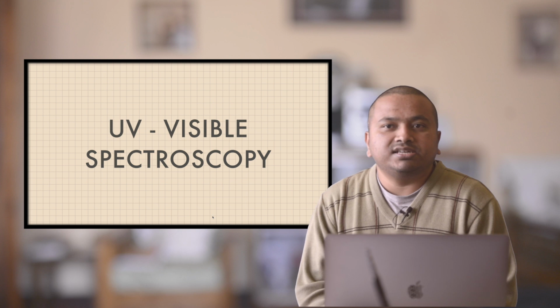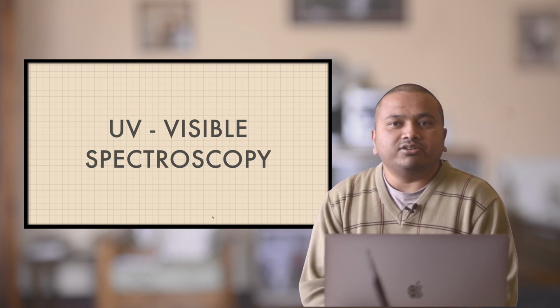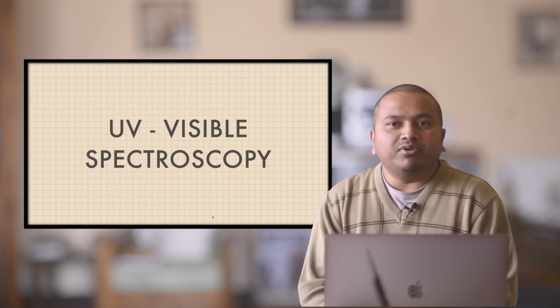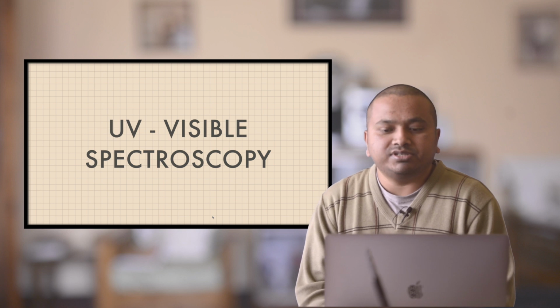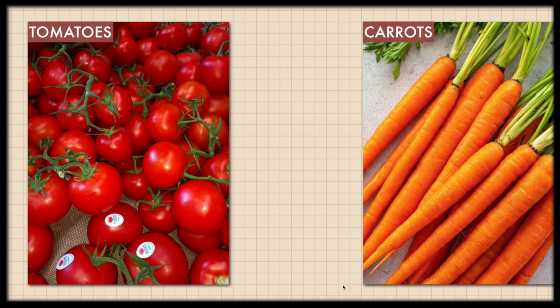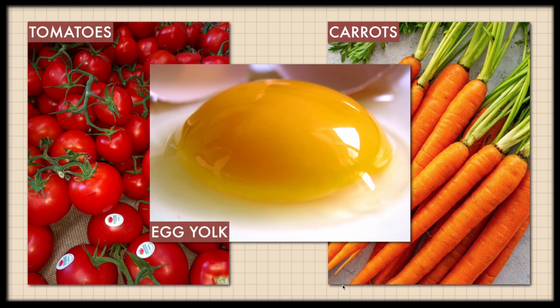But before that, let's have a look at the following 3 food items we encounter in our daily life, and how from there we'll pick up about how colors are produced. So we have tomatoes, carrots, and egg yolk. These 3 items have 3 distinct colors. We have the tomatoes in red color, the carrots in orange color, and the egg yolk in yellow color.